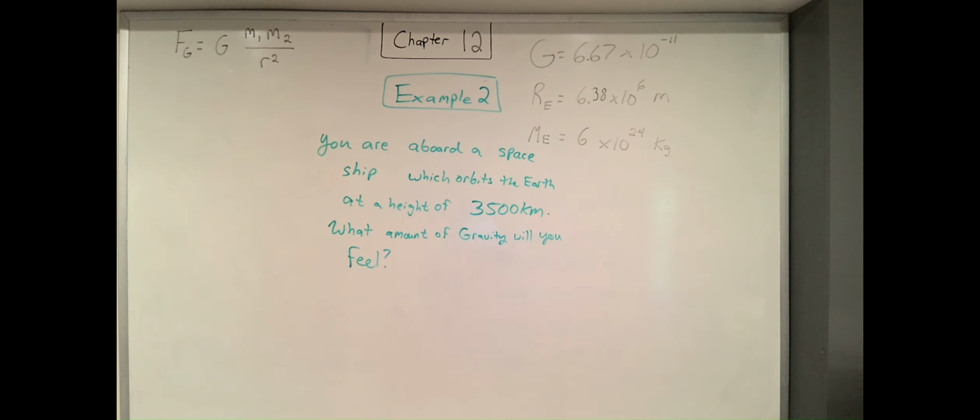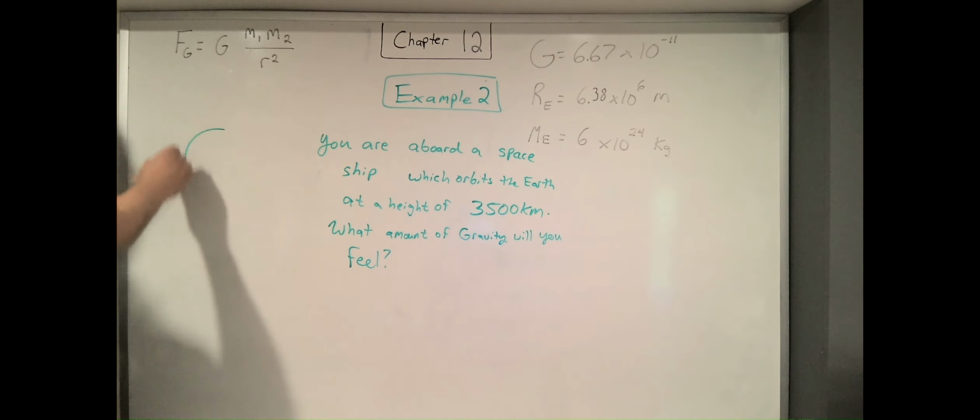So example 2 here, we are now in a spaceship. It's orbiting the Earth at a height of 3,500 kilometers above the surface. What amount of gravity will you feel inside? So what is the gravity now? Because you're no longer on the surface of Earth. You are 3,500 kilometers above it.